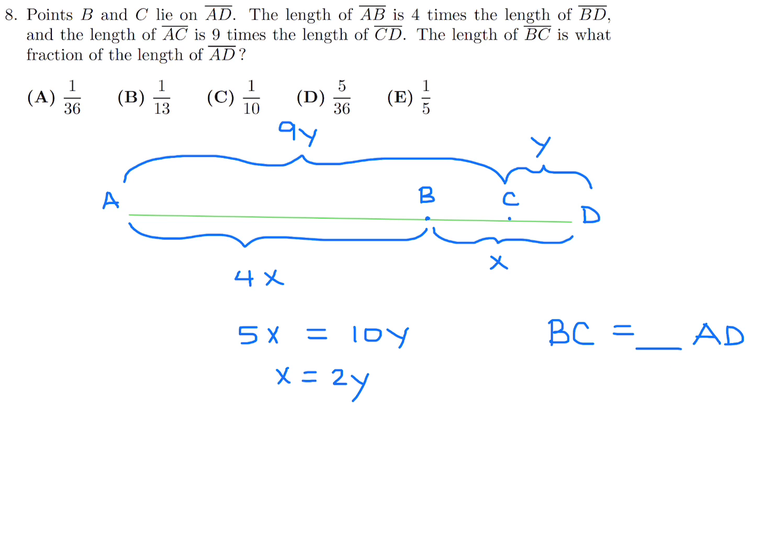Okay, well, what is BC? BC is from there to there, which is x minus y. And then AD, I can write it in terms of either x or y. It doesn't really matter. I'll just write it in terms of y, I guess. And that's going to be 10y. Well, x, I just figured out was 2y, so I can substitute that in like that.